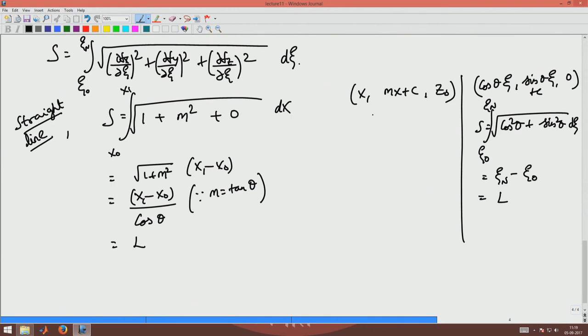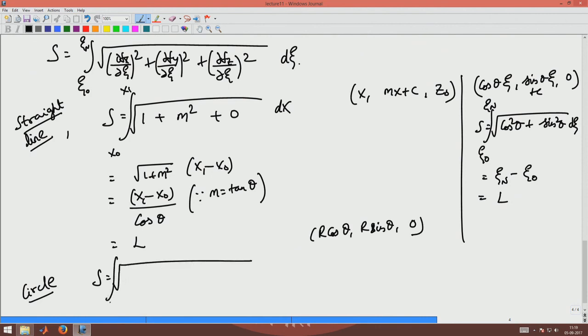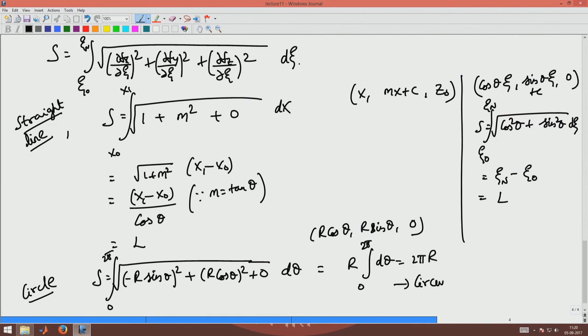Another example that we looked at was a circle, wherein S would be, for the circle, r cos theta, r sin theta, 0 representing the circle. This will be the integral from 0 to 2 pi, dou x by dou theta, that will be minus r sin theta whole square, plus r cos theta whole square, plus 0, d theta. This is nothing but r times the integral of d theta from 0 to 2 pi, that will be 2 pi r. This is the circumference of the circle.